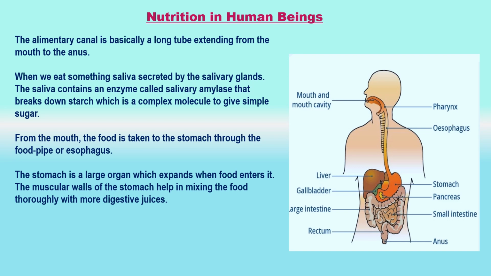The walls of the food pipe have muscles which can contract and expand alternately. When the slightly digested food enters the food pipe, the walls start contraction and expansion movements. The contraction and expansion movement of the walls of the food pipe is called peristaltic movement. This peristaltic movement of the food pipe, or esophagus, pushes the slightly digested food into the stomach.